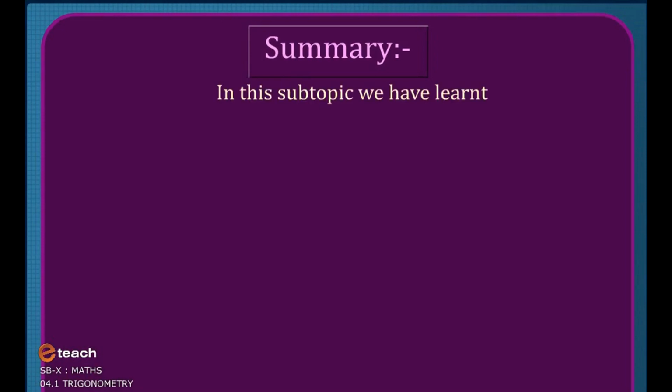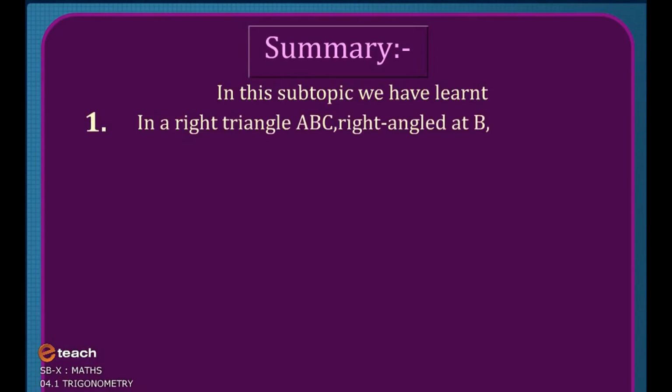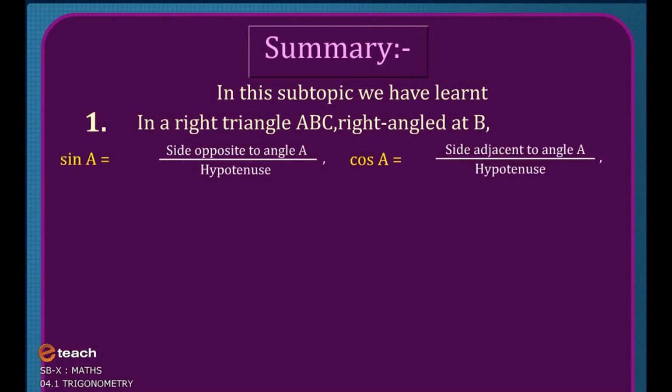Summary. In this subtopic, we have learned: 1. In a right triangle ABC, right angled at B, sin A is equal to side opposite to angle A upon hypotenuse. Cos A is equal to side adjacent to angle A upon hypotenuse. Tan A is equal to side opposite to angle A upon side adjacent to angle A.